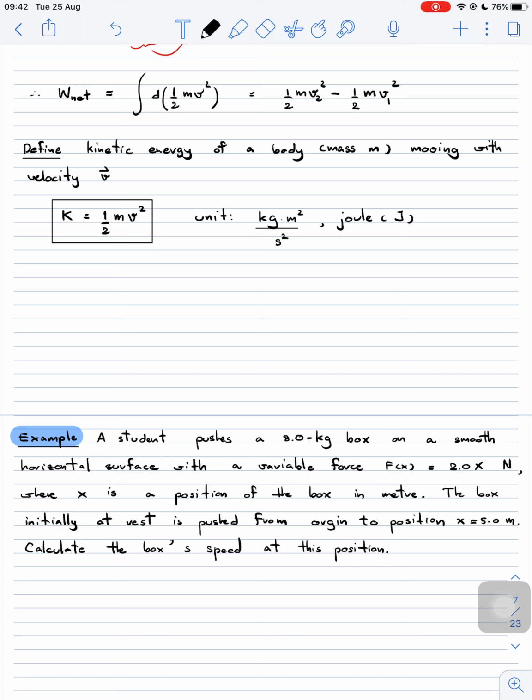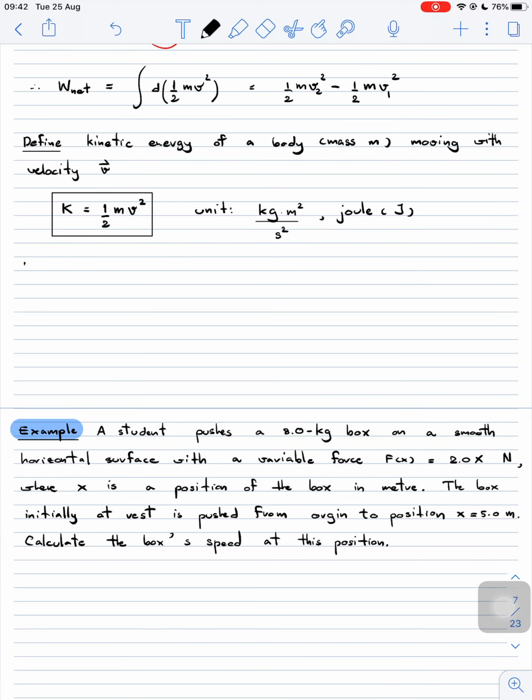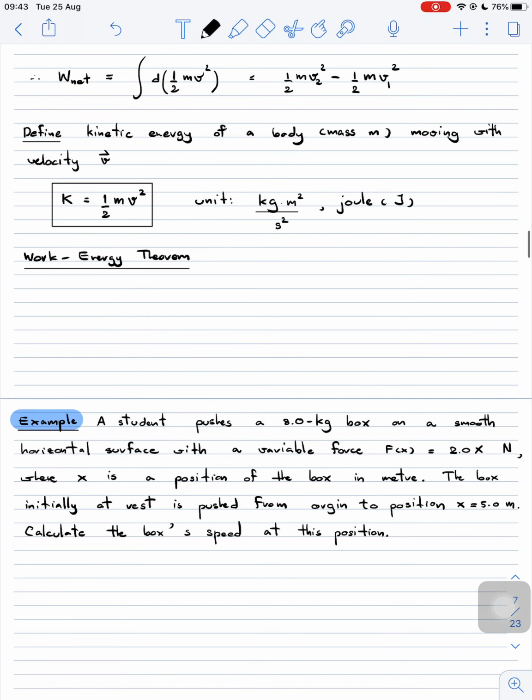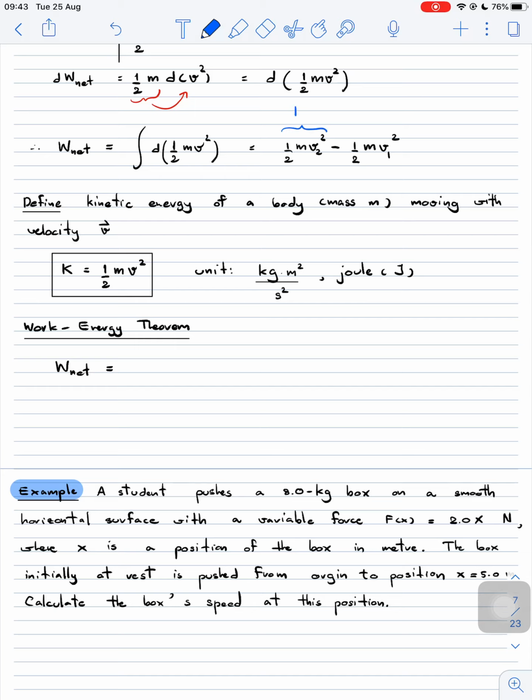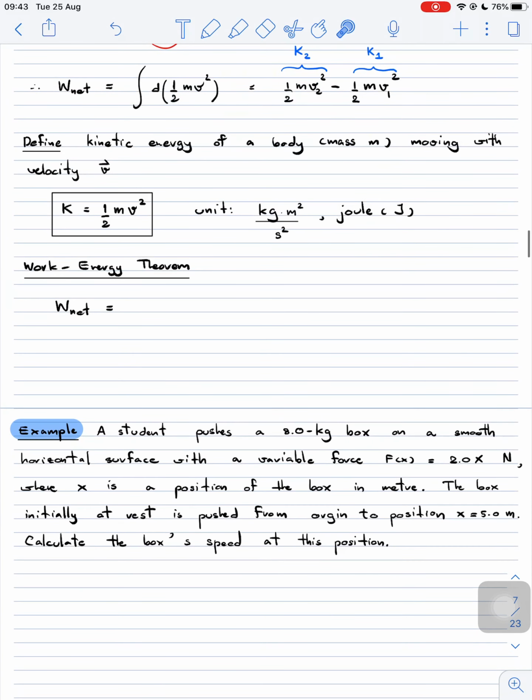And then finally we can have the work energy theorem. The work done by net force equal to, so now you can see that this one is the final kinetic energy and this is the initial kinetic energy, right? So this term is just equal to K2, the final kinetic energy, and this term is just equal to K1, the initial kinetic energy. Then we have the work done by net force equal to delta K, the change in the kinetic energy, which is equal to K2 minus K1.